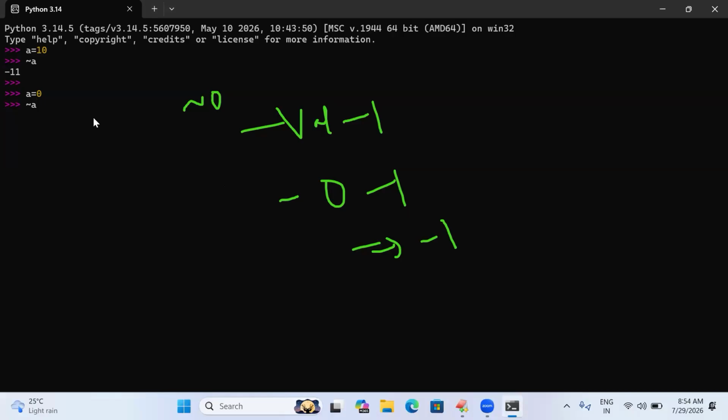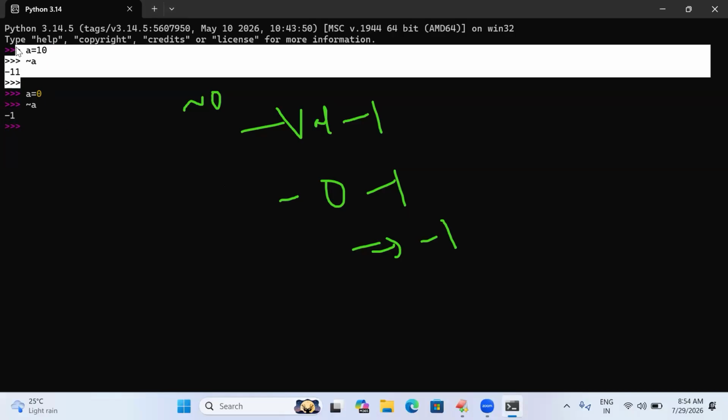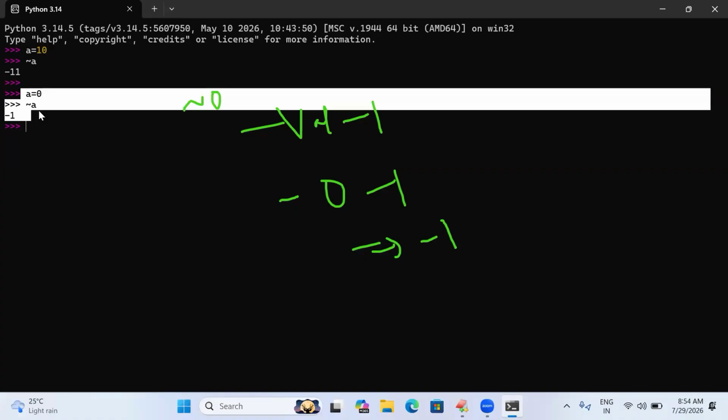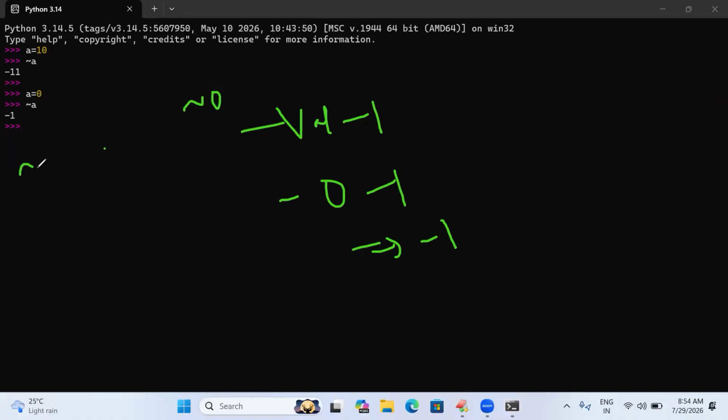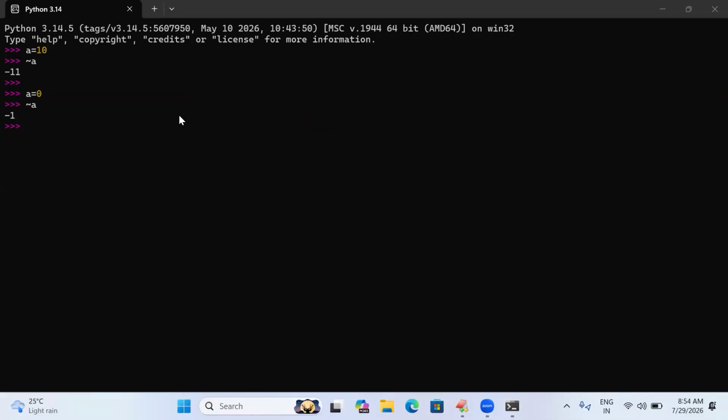So try to execute this thing. Minus 1 we got as the answer, right? So whatever we did in this example, if we try it for this example, then we are going to get the negation of 0 equals minus 1. So this is all about the bitwise complement operator in the Python programming language.